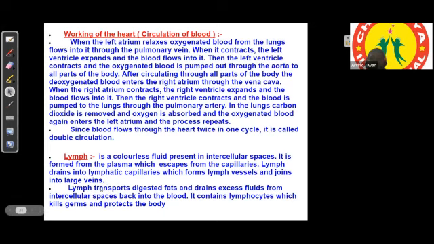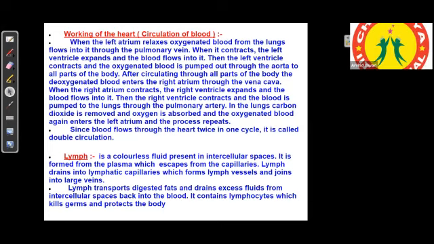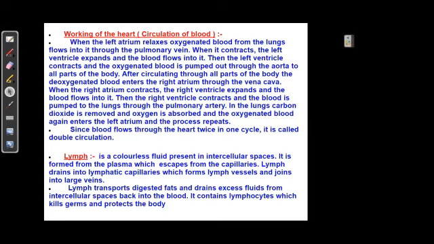The last point gives you the functions of the lymph. It transports digested fats and drains excess fluids from the intercellular spaces back into the blood. It contains lymphocytes which kill germs and protect the body. When I send you the PDF from the presentation, take out these points and make a note of this lymph. You should have this much idea about the lymph: what is lymph and its functions. Sir, are lymph and tissue fluid the same? Yes, lymph and tissue fluid are the same.